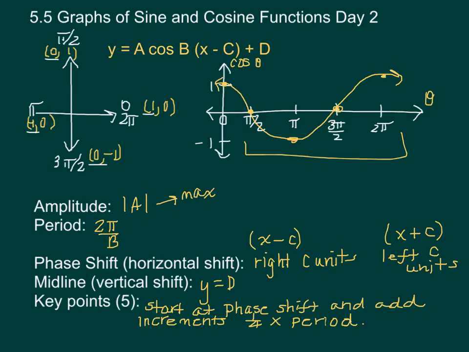Your period is 2 pi over B. Your phase shift, if you see x minus c, you're going right c units. Or if you see x plus c, you're going left c units. Your midline is still y equals d, which is the middle of your graph. And I just did it in black on the graph so you can see. And your key points are 5. You start at your phase shift, and you're going to keep adding increments of 1/4 times your period.